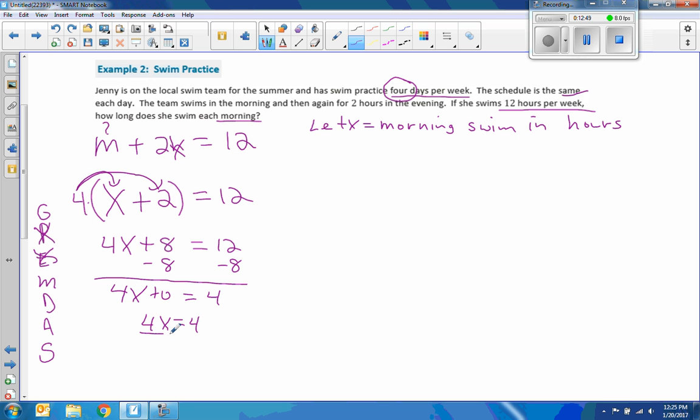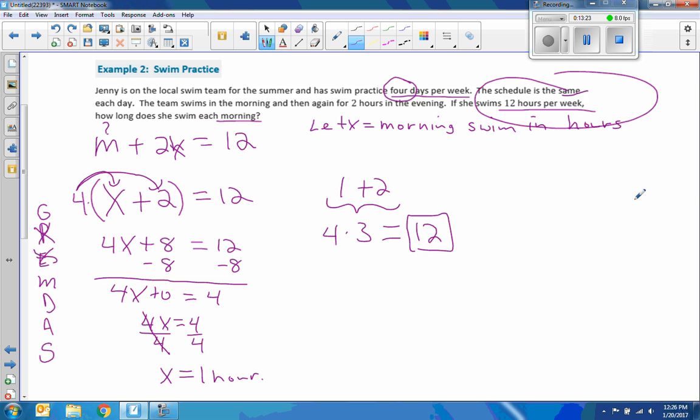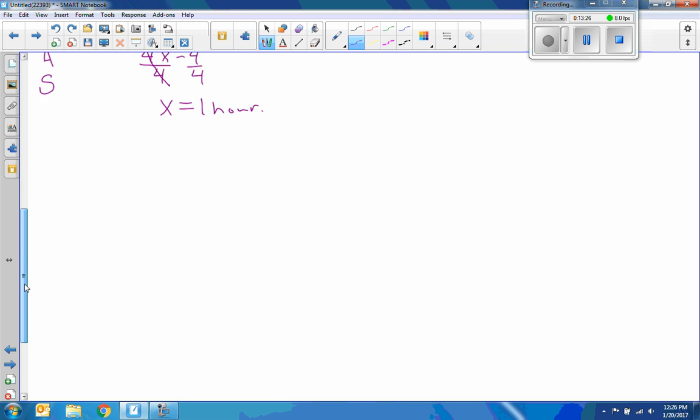We want to get 1x, so we have to divide that by 4. We do to one side, we do to the other. The 4's cancel, leaving us with 1x. 4 divided by 4. So how long does she swim each morning? The answer is 1. And you can always check: if she swims for 1 hour in the morning plus 2 hours in the afternoon, that's a total of 3 hours per day. And if she's swimming for 4 days, 3 hours every day, that does in fact total 12 hours that we were talking about. Okay? That's algebra.